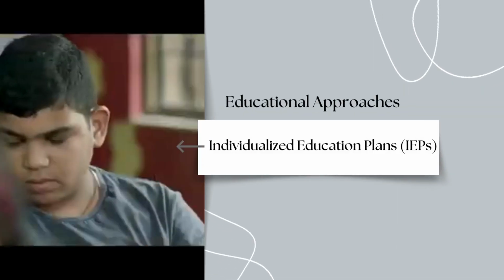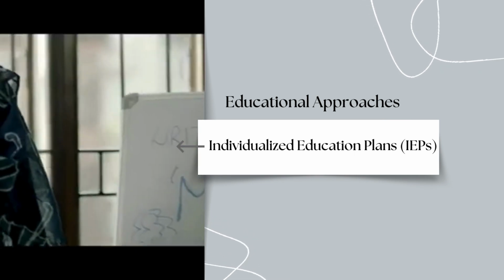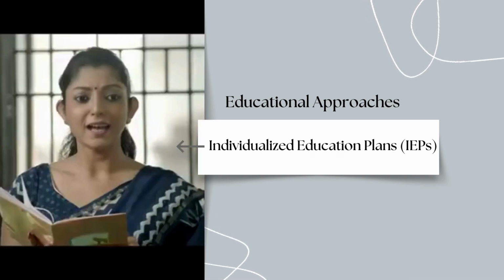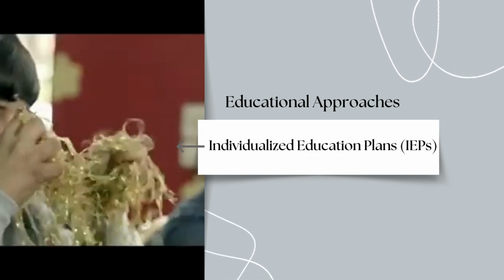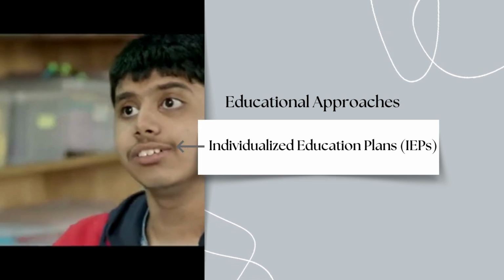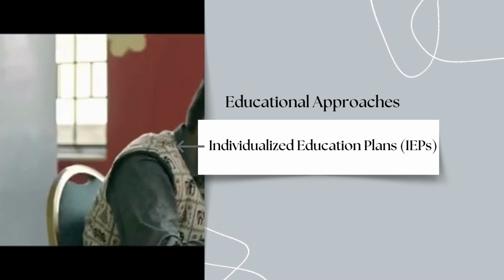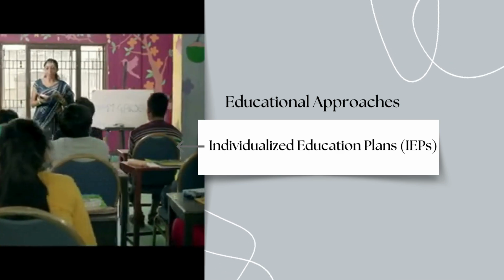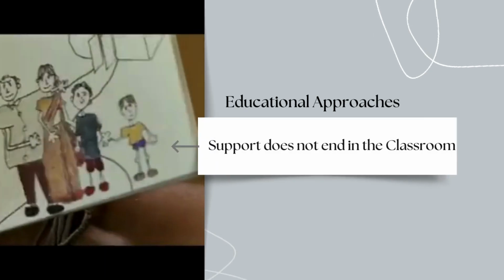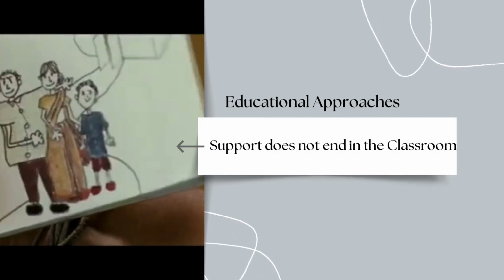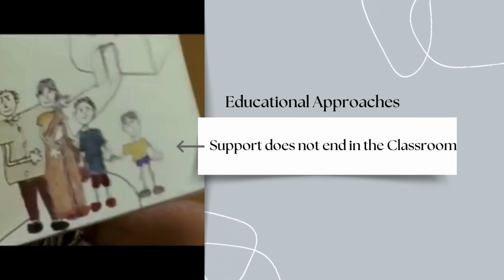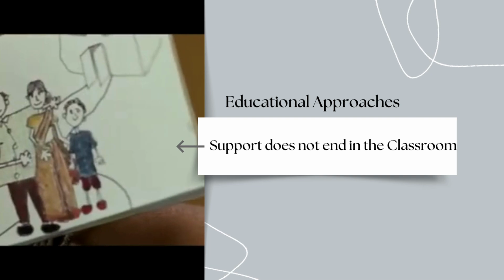Educational approaches are given in a classroom setting. In schools, individualized education plans, or IEPs, ensure that students with autism get the support they need to succeed in an inclusive environment. It provides teachers with ways to adjust the classroom structure and improve academic and other outcomes. But remember, support does not end in the classroom. At home and in the community, creating a supportive and understanding environment is just as important.